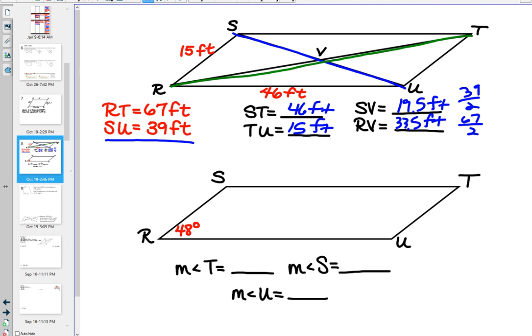What else would be 19.5? She was asking about 19.5. Not only is SV 19.5, what other segment is 19.5? VU. Cool. All right, so now let's go to the bottom diagram.